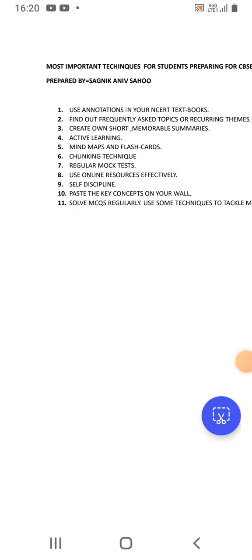So it means that you need to use annotations in your NCERT textbooks and write down important things, additional questions and problems based on a given topic in the margin and blank spaces on each and every page of your textbooks.